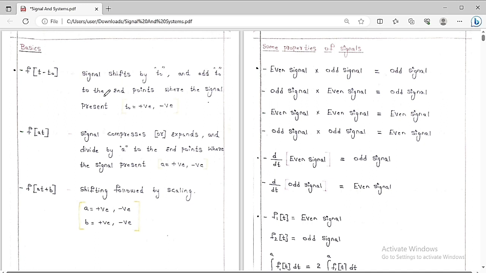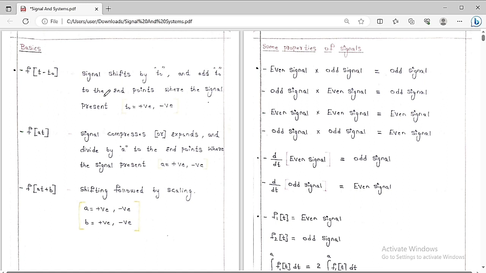Suppose there is a signal f of t. For that signal, you know the endpoints. Now I want to apply the shifting property to the signal f of t in order to get f of t minus t naught. Then what should I do? For the previous signal f of t, you know the endpoints. Just add t naught to those endpoints, and you will get the new endpoints. Just draw that picture. That is nothing but f of t minus t naught.